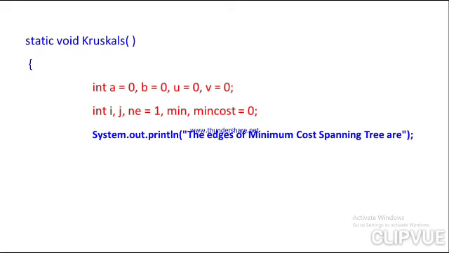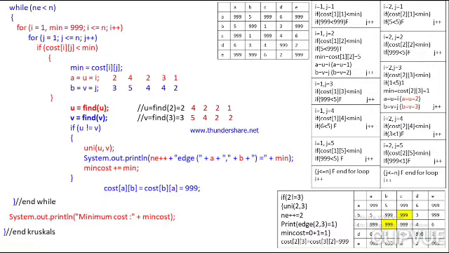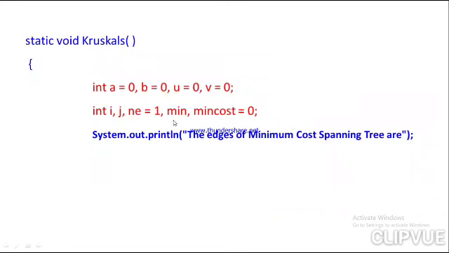Now come to this Kruskal's function. In this one, we are declaring some variables a, b, u, v, initially all 0, and one more variable, that is ne, the number of edges. Why are we considering this? Because we have to stop the algorithm when the number of edges is 1 less than the number of vertices. Suppose the number of vertices is 5, then when ne becomes 4, I have to stop. That is the reason we consider how many edges we have added to the MST, and the min cost we are considering initially as 0.